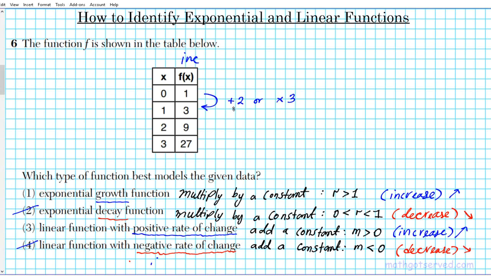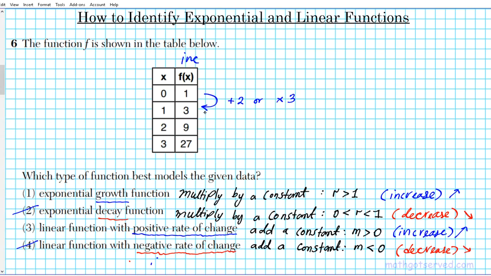Now, if what we're adding is the same constantly, then it's going to be a linear function with positive rate of change. If it's not, then it cannot be a linear function. If what we're multiplying is a constant, then it's going to automatically be an exponential growth function. All right, so let's see.